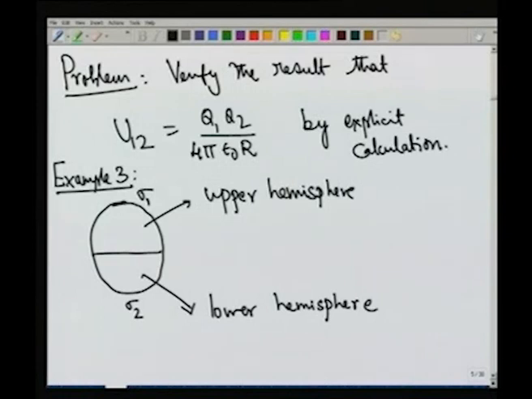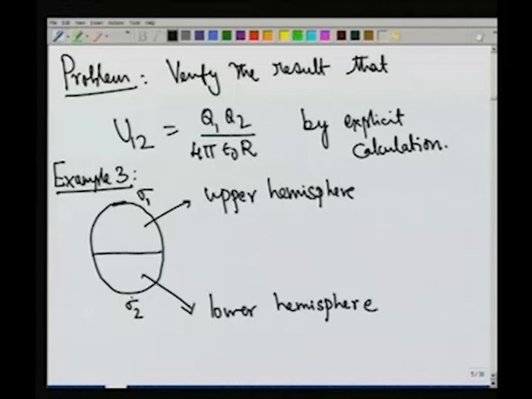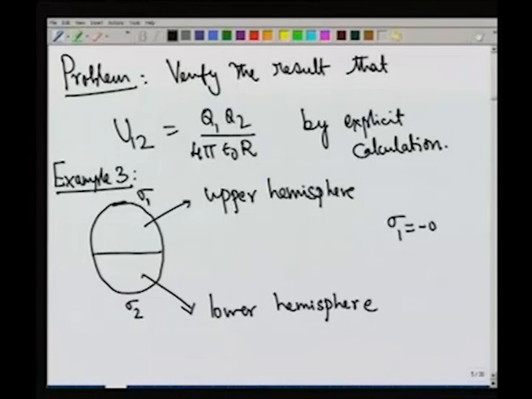Okay? Now, the way I have done this, I have constructed a sphere, looked at the equatorial plane, there is a sigma 1 on the upper hemisphere, there is a surface charge density sigma 2 on the lower hemisphere. And in order to make my life simple, although it is not necessary for the calculation, you can choose sigma 1 equal to minus sigma 2 equal to sigma. Sigma can be taken to be greater than 0.